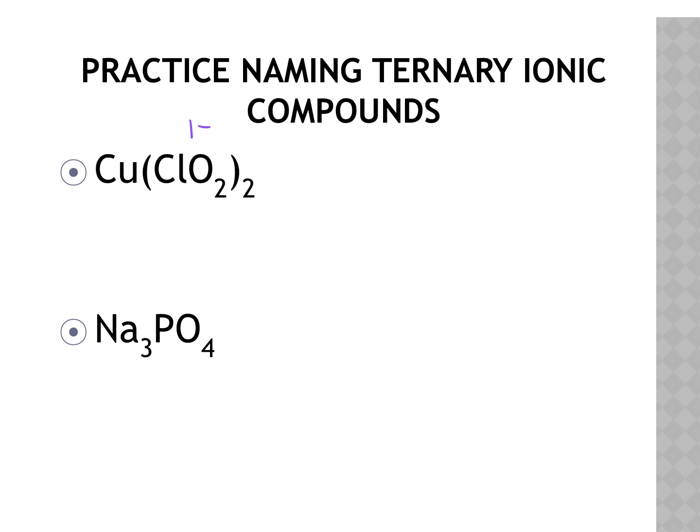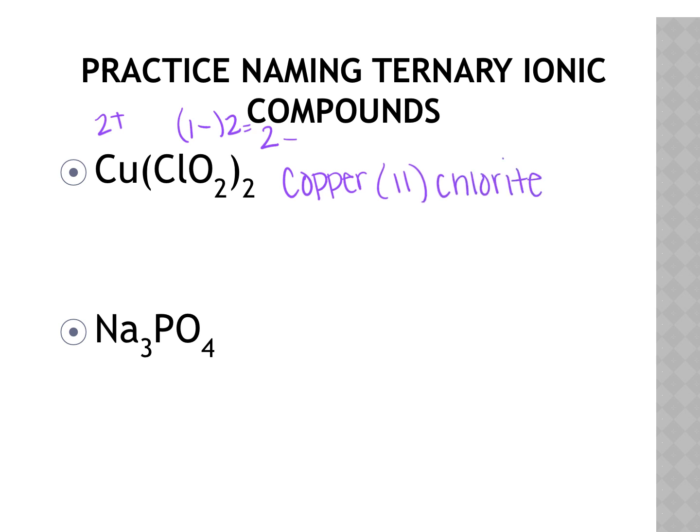Good. So chlorite has a -1. And then the quantity of chlorite is on the outside of that parentheses. So how many chlorites are there? 2. So what's 2 times -1? So what kind of charge does copper have to balance that? So then copper is going to be copper 2. And then what do we call ClO2? Chlorite. And again, for these ones, they're almost easier because you don't have to change the ending. It's just however you see it on the periodic table.